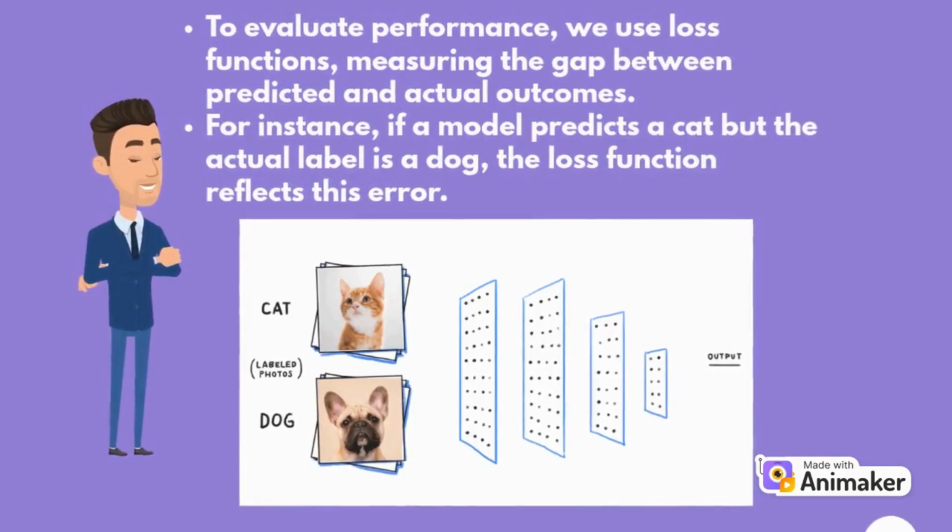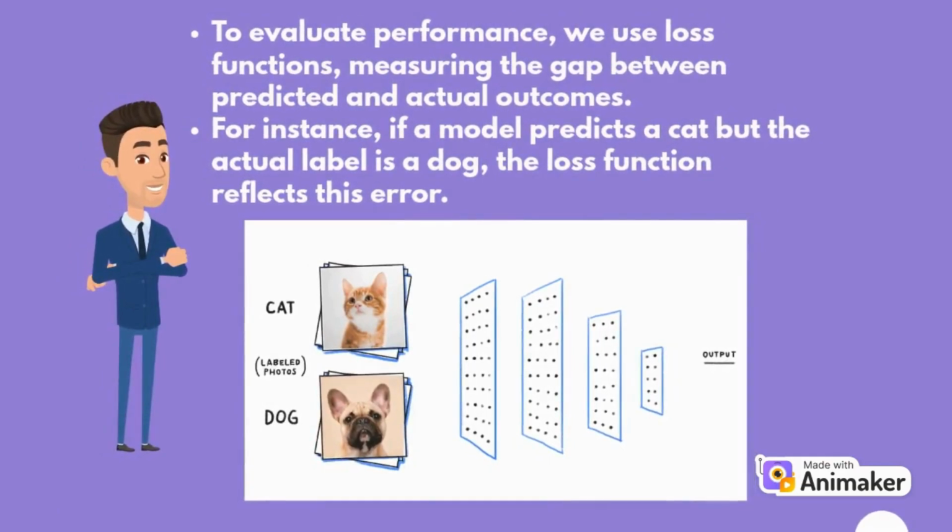Gradient descent is the optimization technique used to minimize errors. It involves calculating the gradient of the loss function and adjusting model parameters iteratively to improve accuracy.